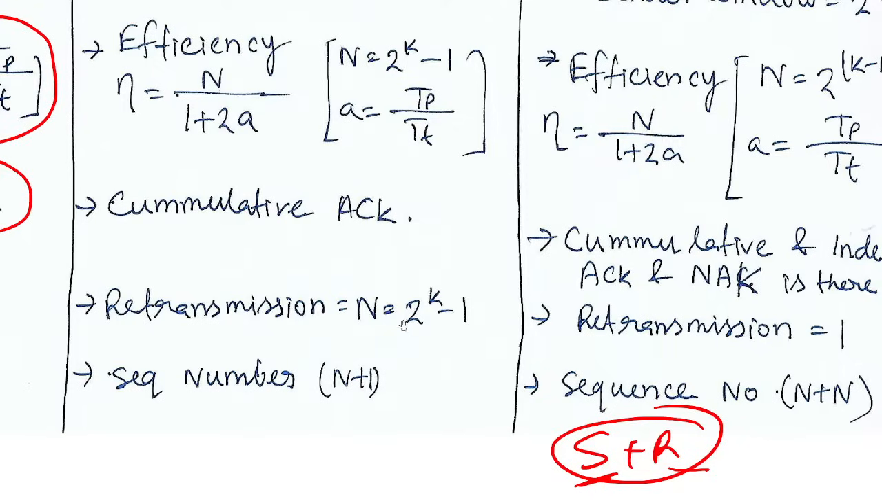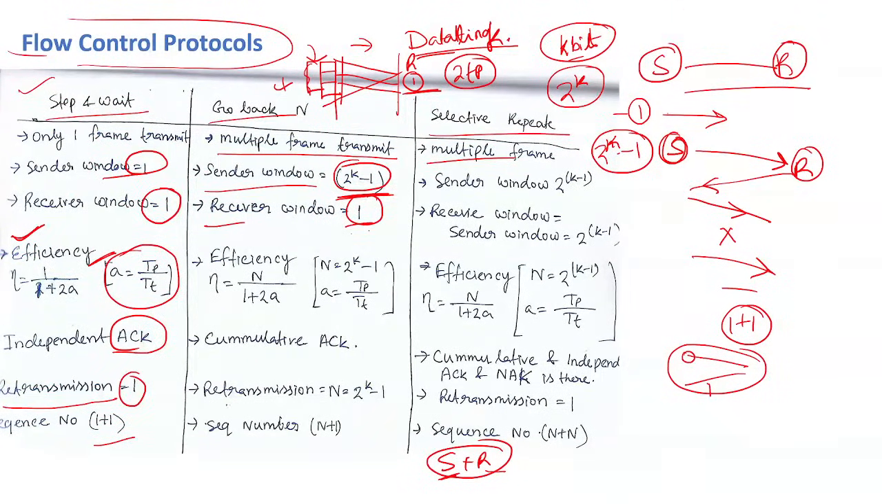Retransmission will always be N number of retransmissions. That is a problem. Why? Because if the sender sends one packet and it is lost in between, but the next two packets are received, the receiver is going to reject those packets, because the receiver always accepts in sequence. That's why N number of data you have to resend, and the sequence number will be N plus 1.